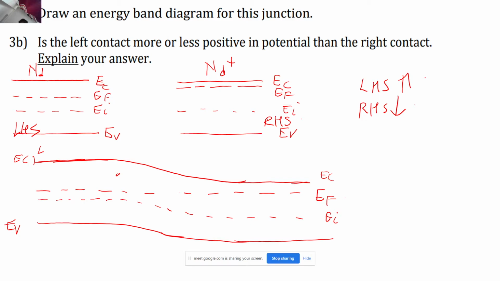So this is how the band diagram is going to look like. And what is going to be this difference? This is going to be QVBI, correct. Now what they have asked, so this is our energy band diagram, and first of all what they have asked in the second question is: is the left contact more or less positive in potential than the right contact, correct.